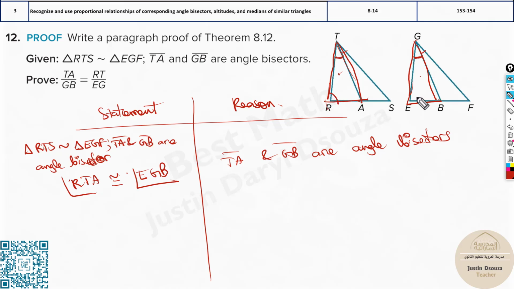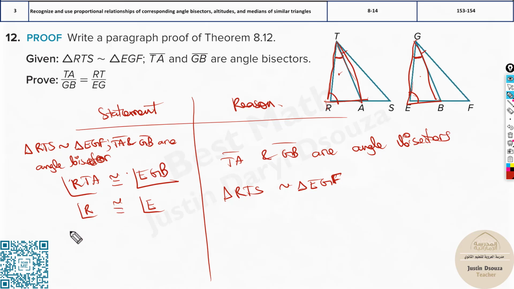Now, is this angle equal to this? Yes, absolutely. Angle R is congruent to angle E. Why? Because we know that triangle RTS is similar to triangle EGF. If the triangles are similar, then obviously all the angles are equal, isn't it? So we got two angles over here.